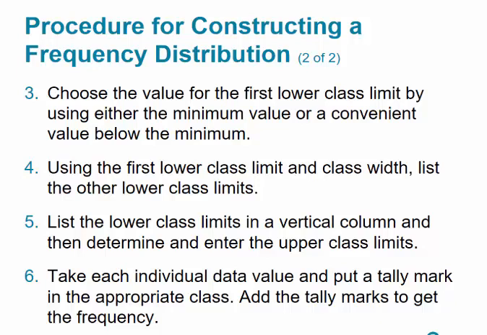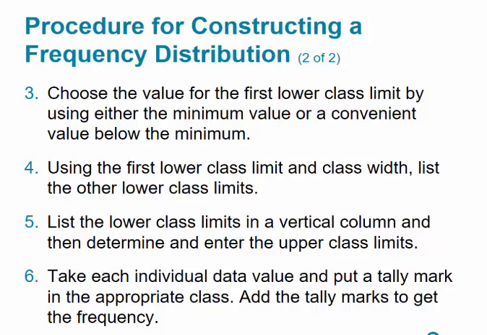Then we choose a value for the first lower class limit. What I normally do is just use the minimum value of the data set. Sometimes it is convenient to use one that's slightly below the minimum, but normally you want to start with the minimum value. Then using the first lower class limit and the class width, you create the other class limits. You take the minimum value and add to that the width that you found, and that's how you create your lower class limits.